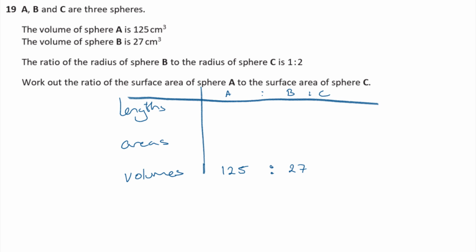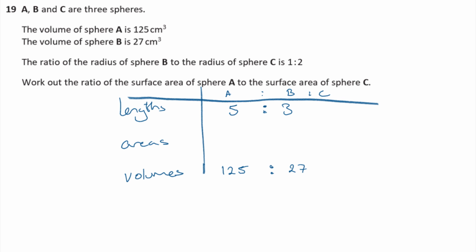Now I know a relationship between the lengths of similar shapes and their volumes. If you know the ratio of the lengths, then if you square it, you get the ratio of the areas, and if you cube it, you get the ratio of the volumes. Therefore, if I cube root both these numbers, I get the ratio of their lengths. The cube root of 125 is 5, because I know my cubes, and the cube root of 27 is 3. So these are in the ratio of 5 to 3 in their lengths.